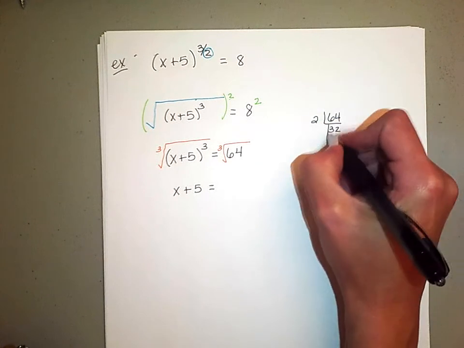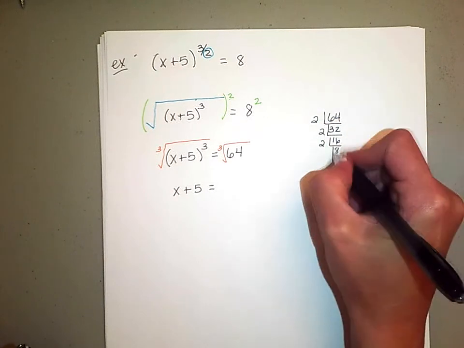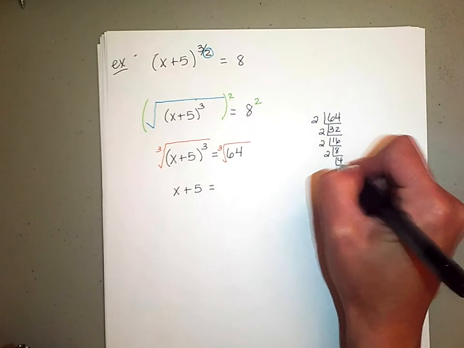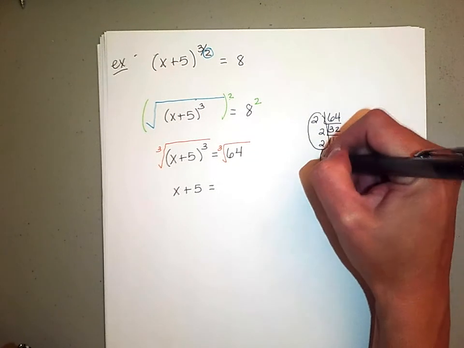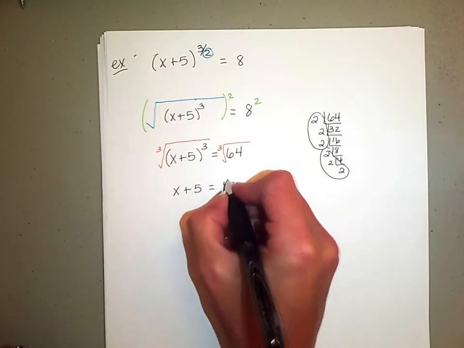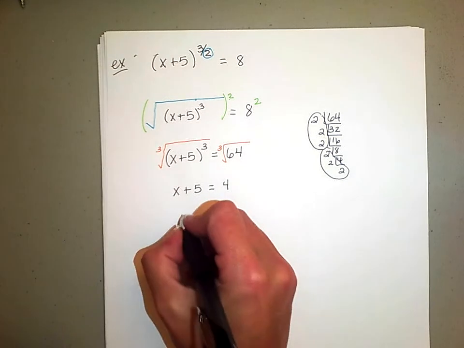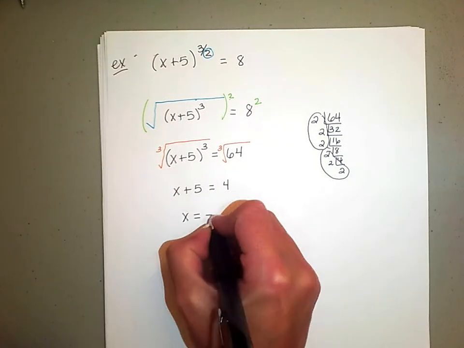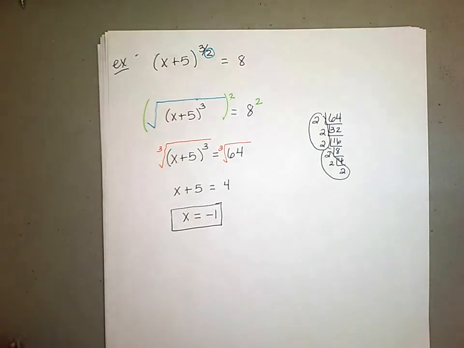2 goes in 32, 2 goes in 16, 2 goes in 8, 2, 4, 2, and 2. So there's one group of 2's, another group of 2's. So the cube root of 64 is 4. And then we can solve for x by subtracting on both sides. X must be equal to negative 1.